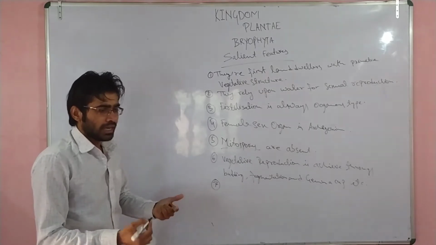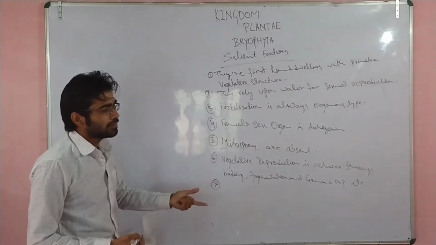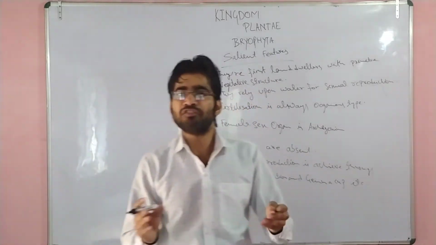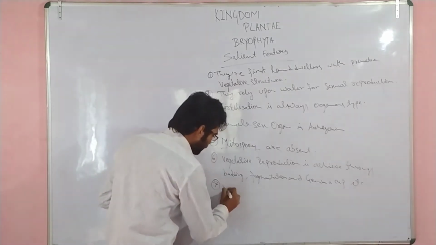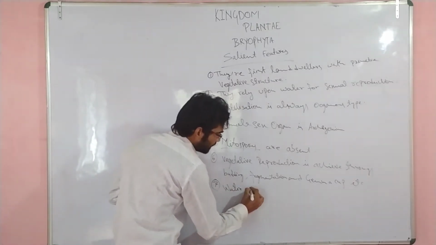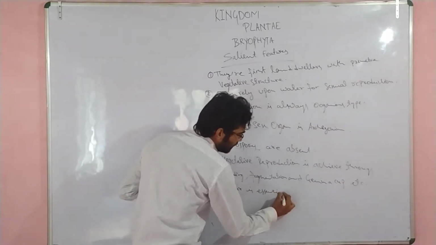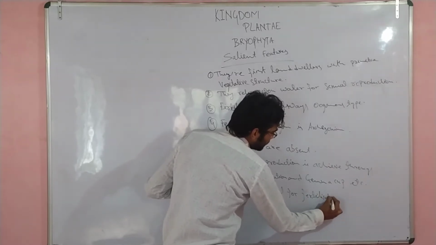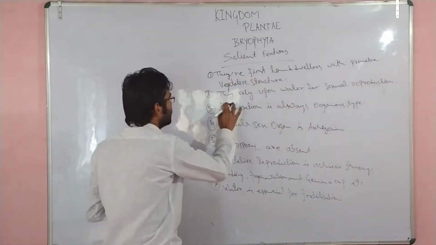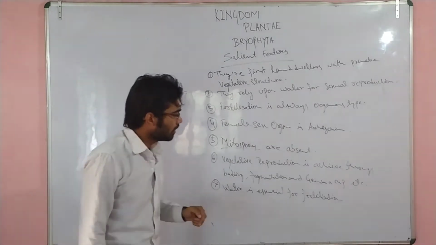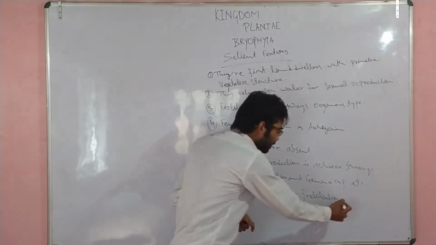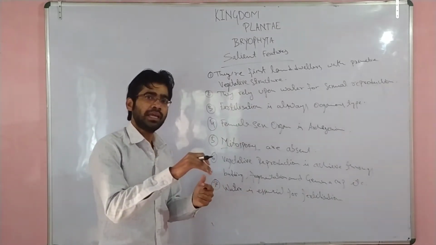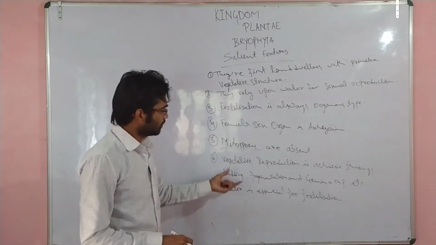Now, sexual reproduction is always oogamous type. Water is essential for fertilization, because of the motility of the antherozoids of the bryophytes.